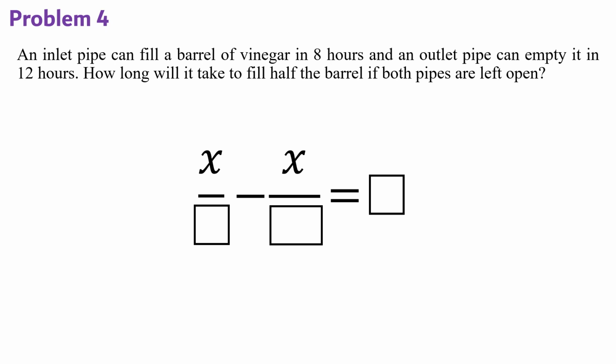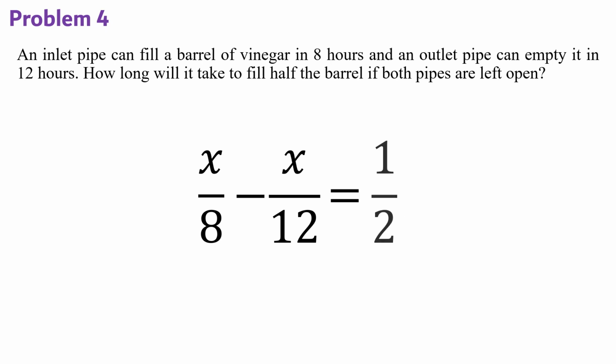So it's X. And then at the bottom, since the first one is positive, X over the time for the inlet pipe, which is 8 hours. And the negative term is for the outlet pipe, which will take 12 hours doing it alone to empty the barrel. So we have X over 12. And then the number of jobs is not 1 because it's only saying to fill half the barrel. So it's 1/2 instead of 1.